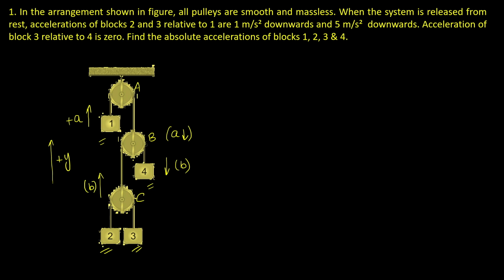And similarly, I am letting the acceleration of block 3 as small c in the downward direction with respect to pulley C, and so the acceleration of block 2 with respect to pulley C will be plus c, that is in the upward direction. So these are my assumptions for this question, and don't confuse capital A with small a, or capital B with small b. These are obvious.